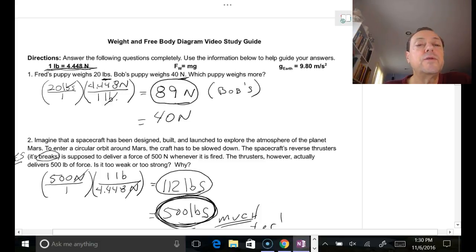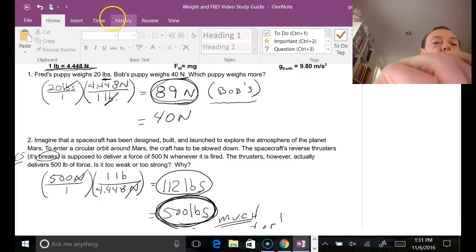And Fred's puppy weighs 20 pounds, Bob's puppy weighs 40 newtons. Which puppy weighs more? Well, again, you have to get them in the same units in order to have a basis for comparison. So I chose to convert pounds to newtons, and I used the conversion factor, knowing that 4.448 newtons is 1 pound. Pounds divide out, and you're left with 89 newtons. 89 newtons being the larger of the two numbers, which is the weight of... Oh, I'm sorry, that's actually Fred's puppy. Oops, wait a minute.